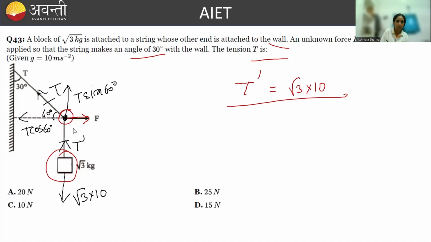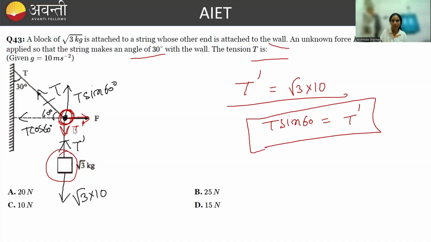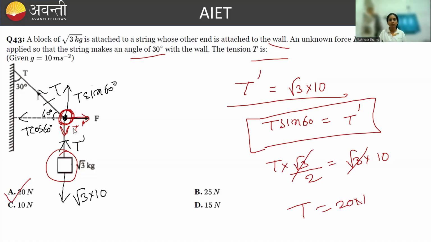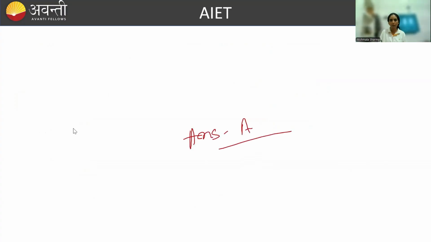Now talk about the equilibrium of this point. So T sine 60 will be equal to how much? T dash. Because at this point, T dash will act in the downward sense. Why downward? Because tension always acts away from the body. So T dash is equal to this. Now T sine 60 is root 3 by 2. And T dash is how much here? Root 3 into 10. So this will get cancelled and T equals 20 Newton. So correct answer will be A. Okay. So answer is your A.